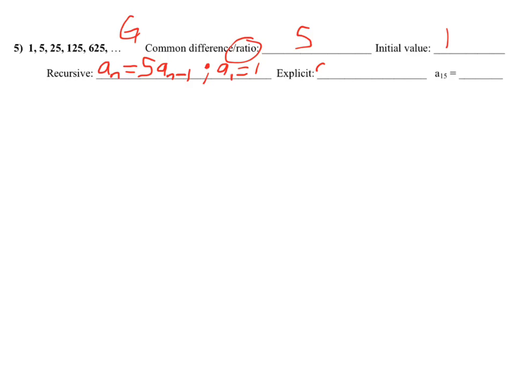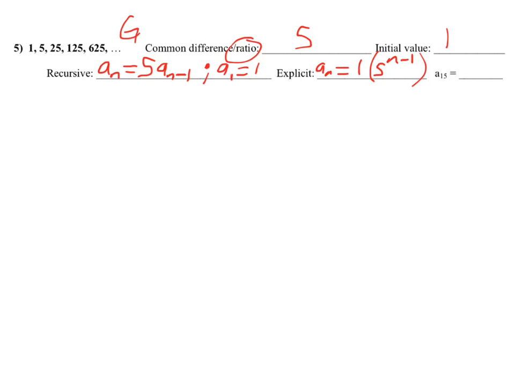The explicit function for geometric sequences is awfully similar. Your initial value is just going to be 1, and then you times by 5 to the n minus 1 power. Really, that 1 doesn't do anything. You can forego having that. Just skip that if you want. Anyway, but I'll keep it there now.